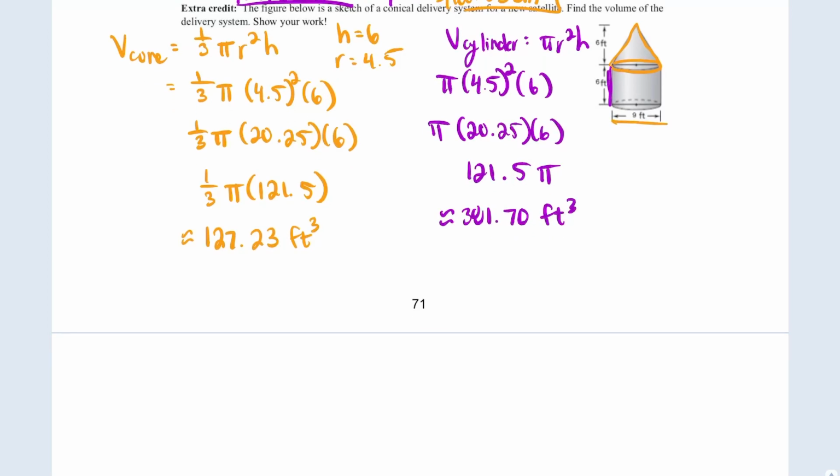Now at the very end, to find the volume of the entire thing, you're just going to add these two together. For the sake of ease, I think we're just going to add our rounded values together. So 381.7, and we're going to add 127.23. So that's 3, 9, 8, 10, and 5. So for a total volume of approximately 508.93 cubic feet.